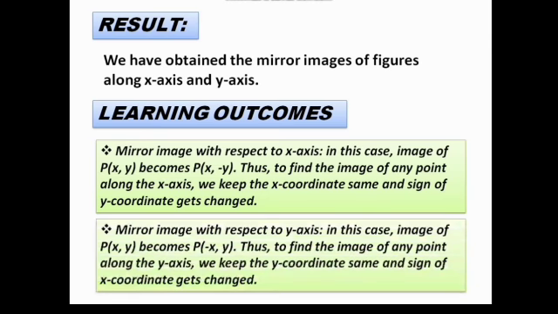Second learning outcome, mirror image with respect to the y-axis. In this case, the image of P(x, y) becomes P(-x, y). Thus, to find the image of any point along the y-axis, we keep the y coordinate the same and the sign of the x coordinate gets changed. This is a very important result student.